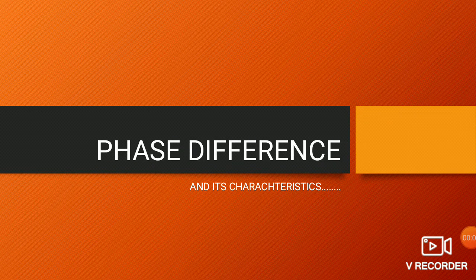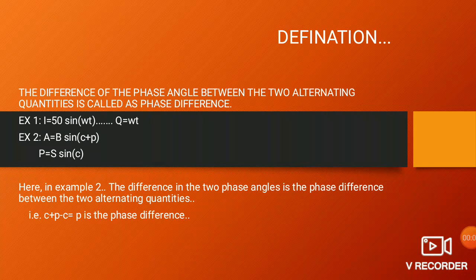Hello friends, in this video lecture we are going to learn about phase angle, phase difference and its characteristics. Let's start with the definition of phase difference. The difference of the phase angle between the two alternating quantities is called as phase difference.